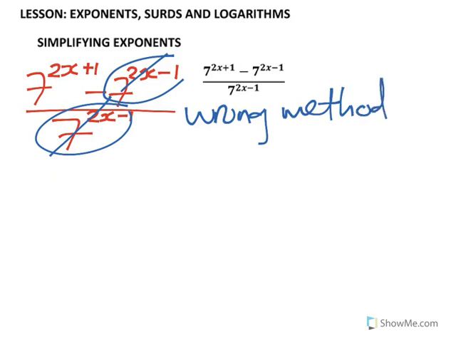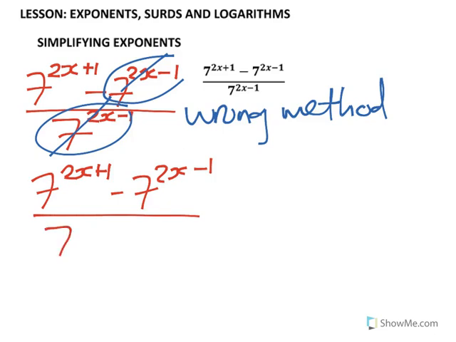Please don't do that method. Okay, now what must you do instead? You are given (7^(2x+1) - 7^(2x-1)) all over 7^(2x-1). You use what we call the split method.